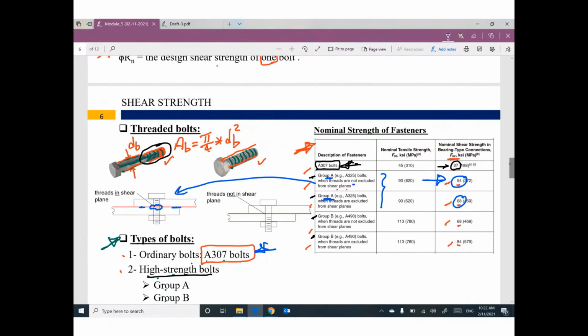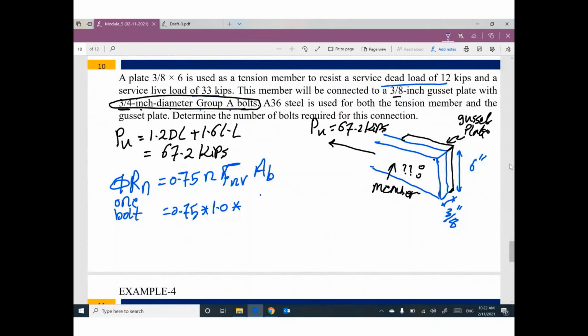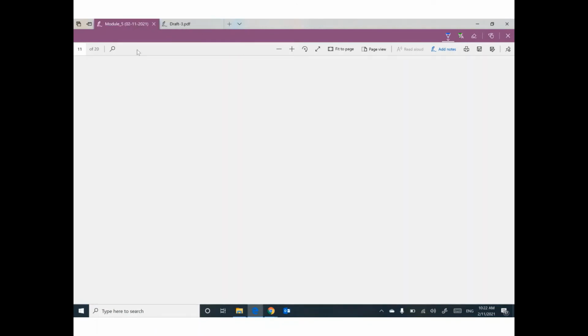Did you decide that the threads are not excluded or that the threads are excluded? Guys, excluded means not included. Please don't be confused about the meaning of these expressions. So you can decide. I will decide the first one: 54, times the area of the bolt, pi divided by 4 times 3/4 squared. We get this value, I think 17.9.